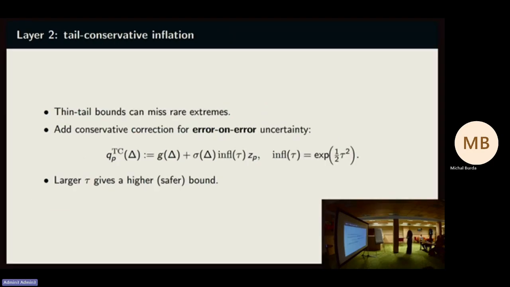For layer number 2, we keep the median the same, but we inflate the dispersion. We inflate it with e to the power tau squared over 2, and this is also used in a paper by Taleb and Cirillo. They have used this to inflate the error. It's the error on error, so it allows maximum safety against uncertainty.